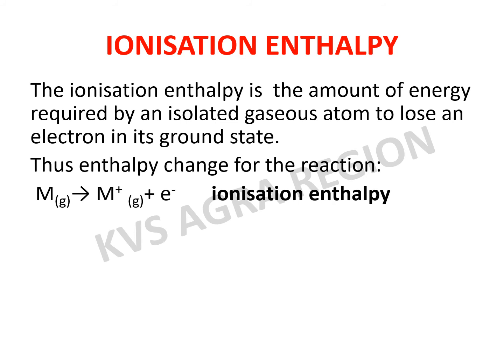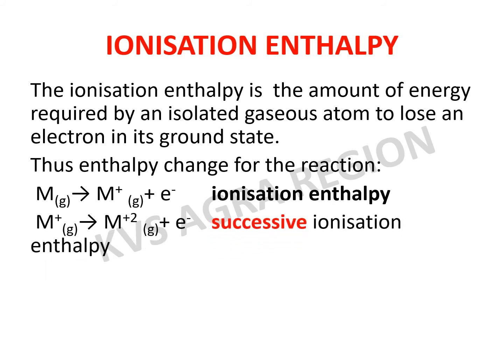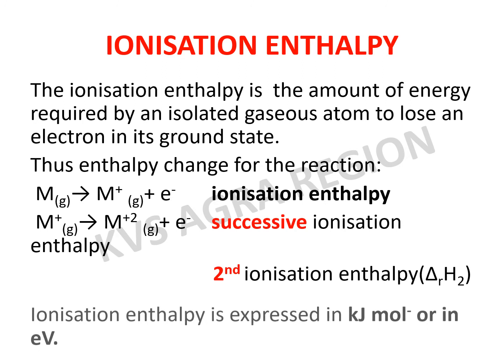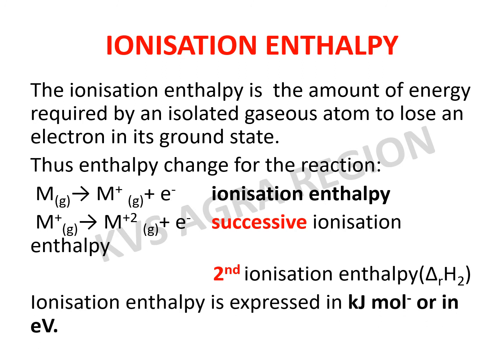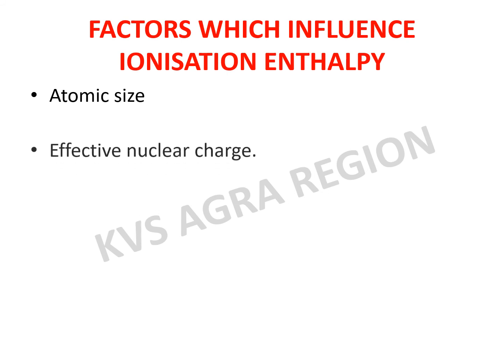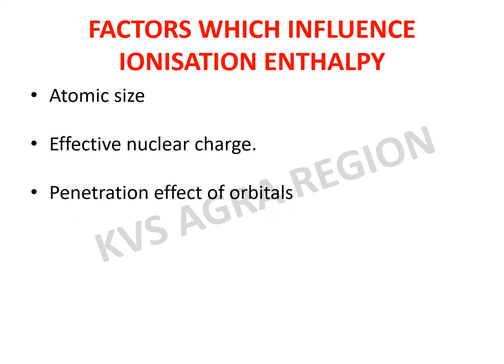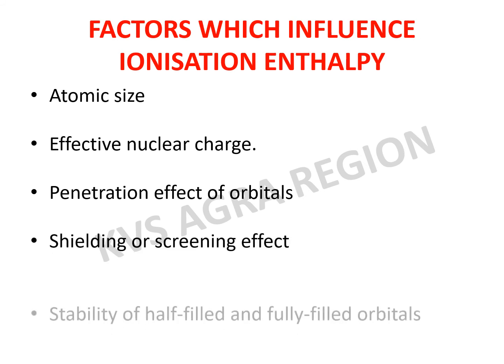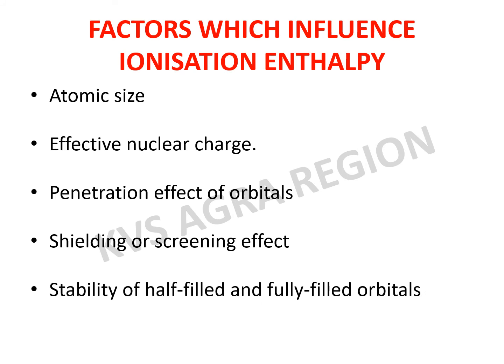The electrons are removed one by one. We can see M+ changes into M2+ by removal of another electron. Now the ionization enthalpy is known as successive ionization enthalpy or second ionization enthalpy. Ionization enthalpy is expressed in kilojoules per mole or in electron volt. Now the factors which influence ionization enthalpy: atomic size, effective nuclear charge, penetration effect of orbitals, shielding or screening effect, stability of half-filled and fully filled orbitals.